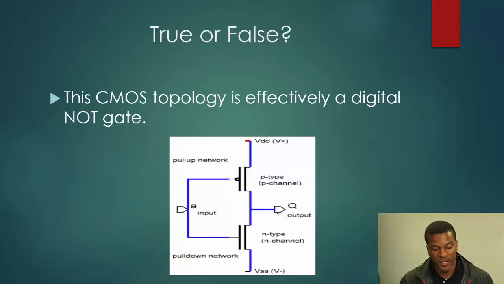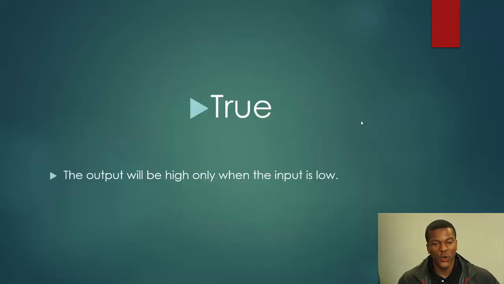True or false? This CMOS topology is effectively a digital NOT gate. The answer is true. The output will be high only when the input is low, or vice versa.